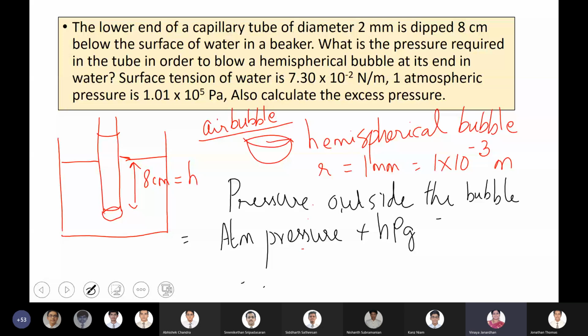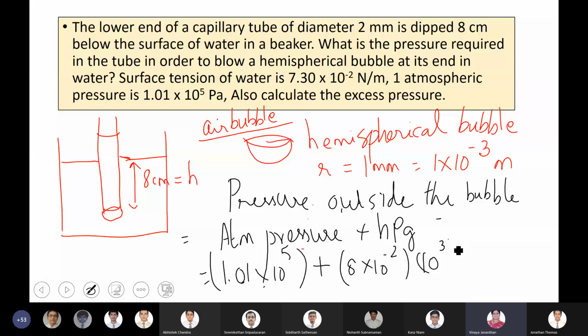It's the atmospheric pressure. What is the atmospheric pressure given here? It is 1.01 into 10 to the power of 5 plus your h is 8 into 10 to the power of minus 2 meter. Density of water is 10 to the power of 3, that is 1000 kilogram per meter cube. This is 9.8. What will be the answer? Roughly calculate.